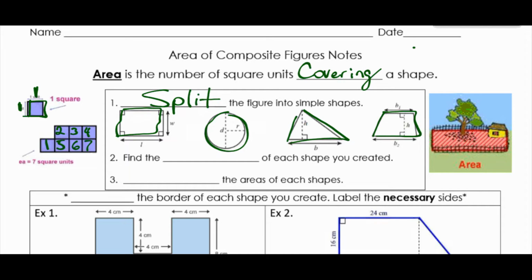You split the figure into shapes that you know. Find the area of each of those shapes. And then add those back together. So you split it into shapes that you can find the area of. If you don't like finding the area of a trapezoid, you don't actually have to use that. A trapezoid is really just triangles and rectangles put together. So if you want to just use triangles, rectangles, and circles, you can.